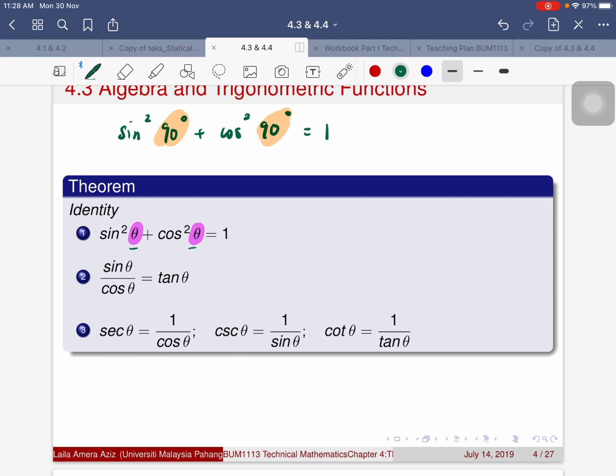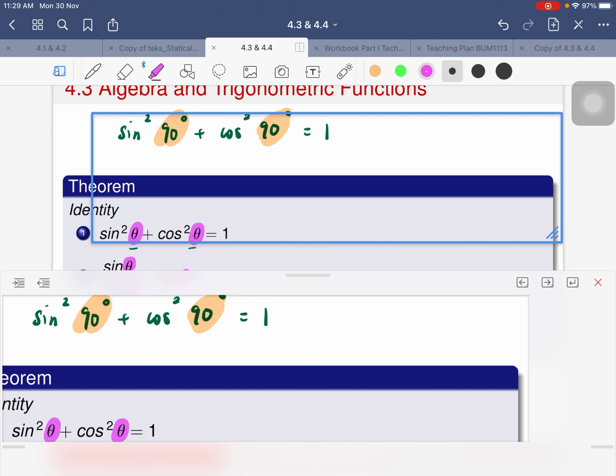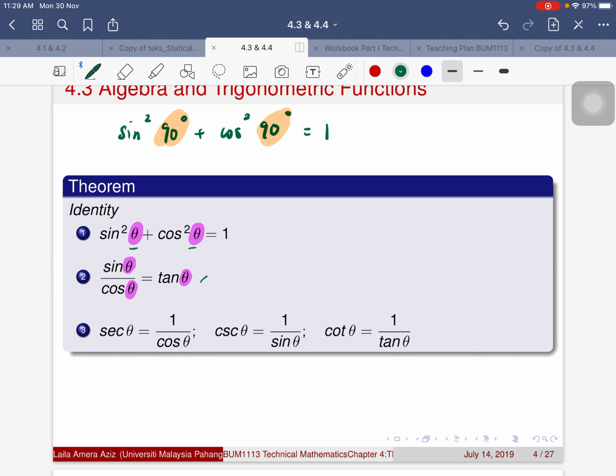And then we also have simplification for tangent. According to the definition, tangent theta is basically sine theta over cos theta. These theta values are going to be the same. So for example, if I have tangent of pi, this is going to equal sine of pi over cos of pi. So all the angles have to be the same.